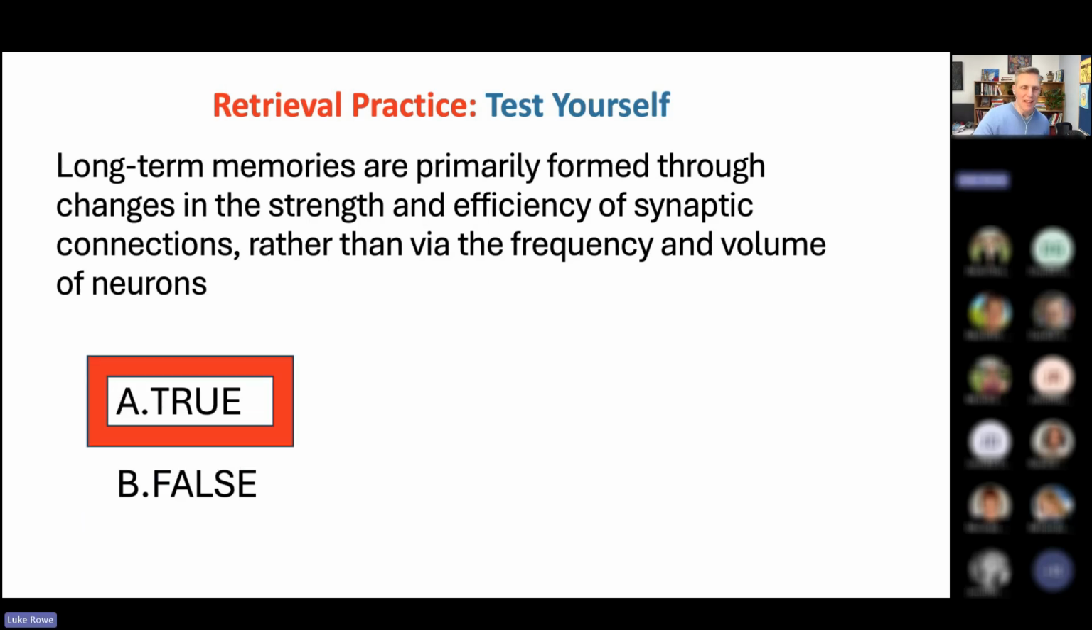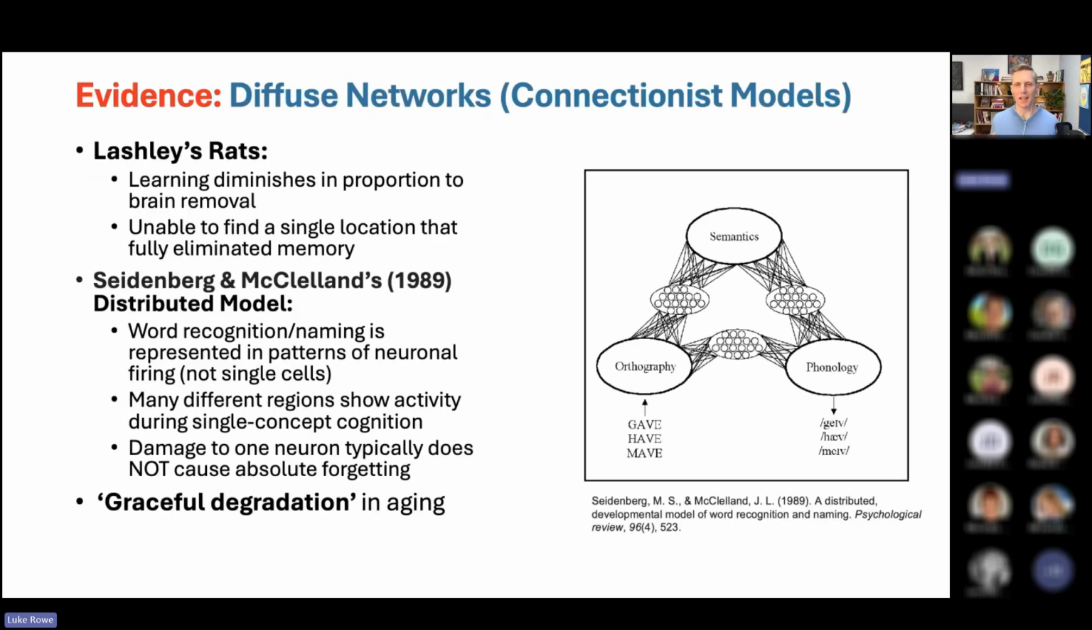So that's true. And the reason why this is important to recognize is because back in the day, we used to think that memories were stored in a single location in the brain, right? There's the memory engram, if you've heard of that. And as early as the 1920s, we found out that it wasn't like that.